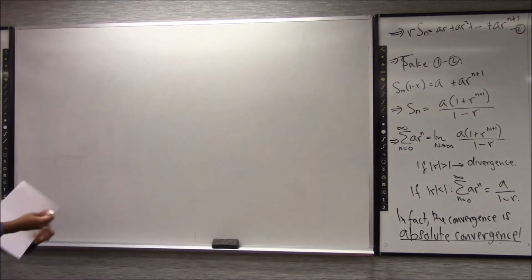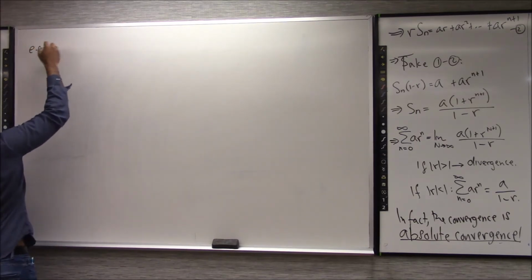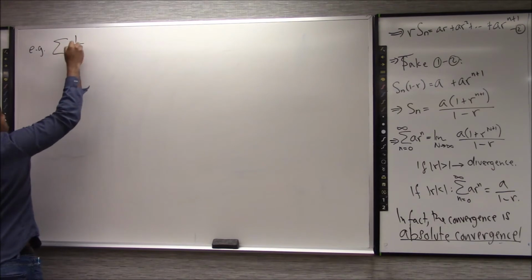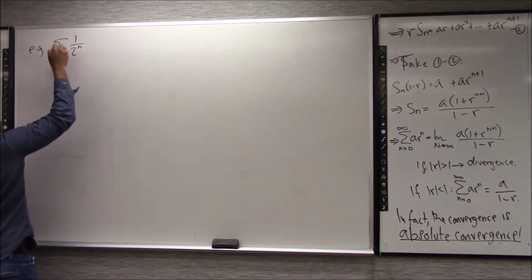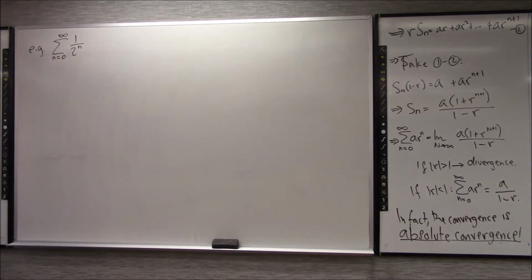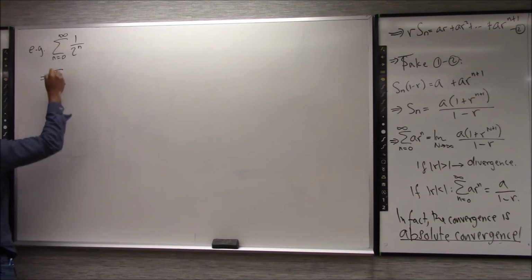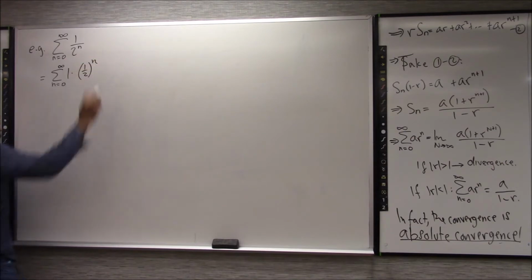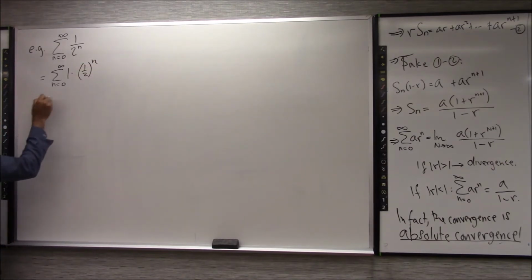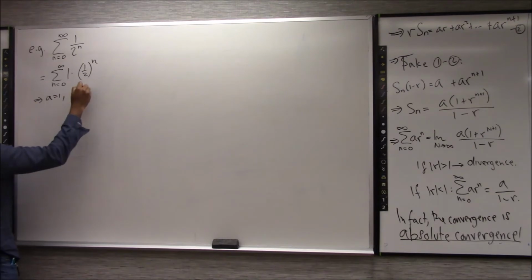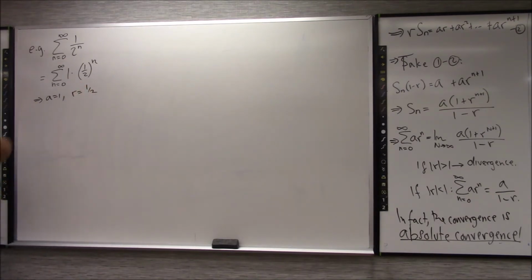We actually did one by constructing it last time. So for example, if I look at a series that was, I think we looked at 1 over 2 to the n. The idea is if I give you that, you can realize that I can write this as 1 times a half to the n. So this means my A is 1, my R would be a half, and this is a convergent geometric series.